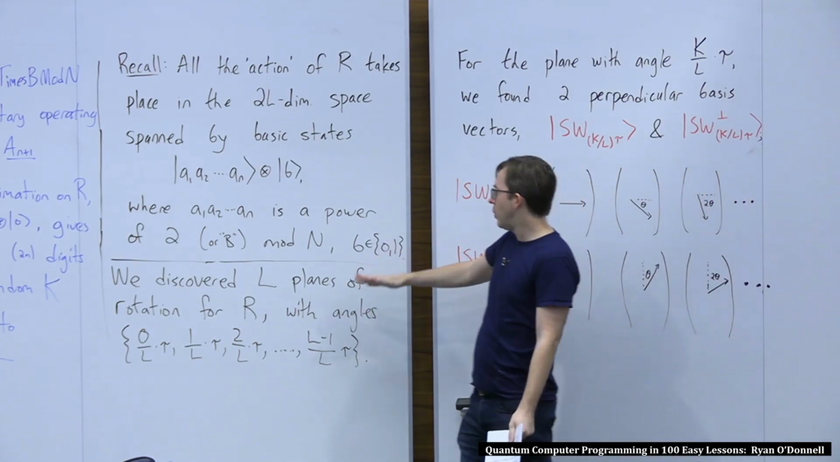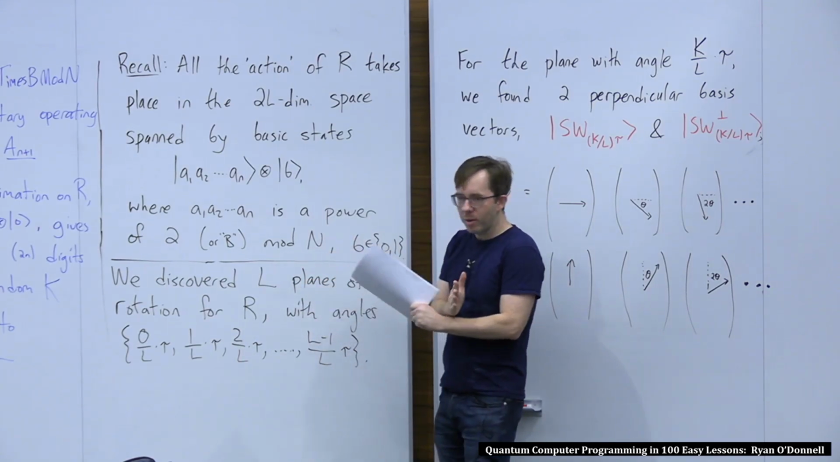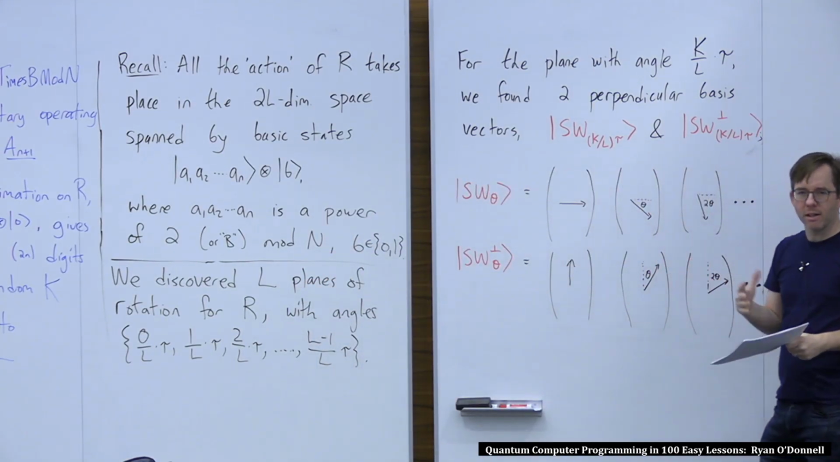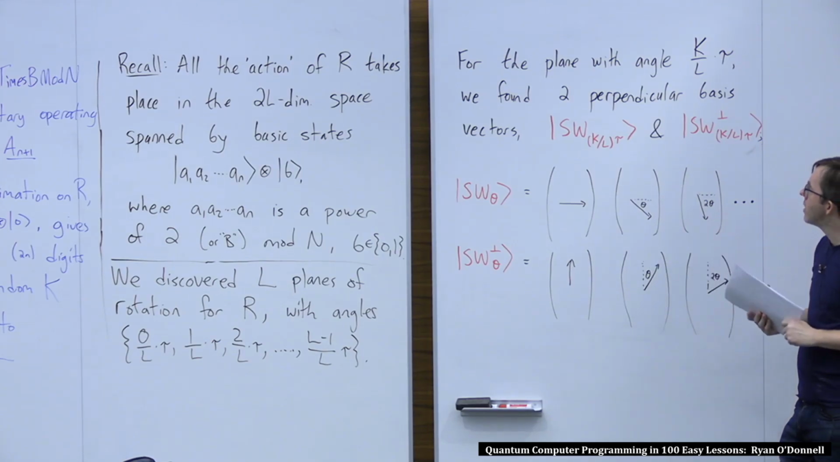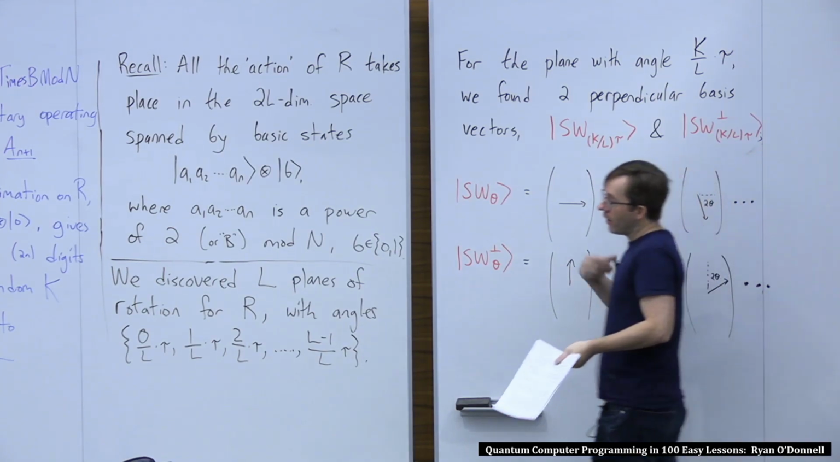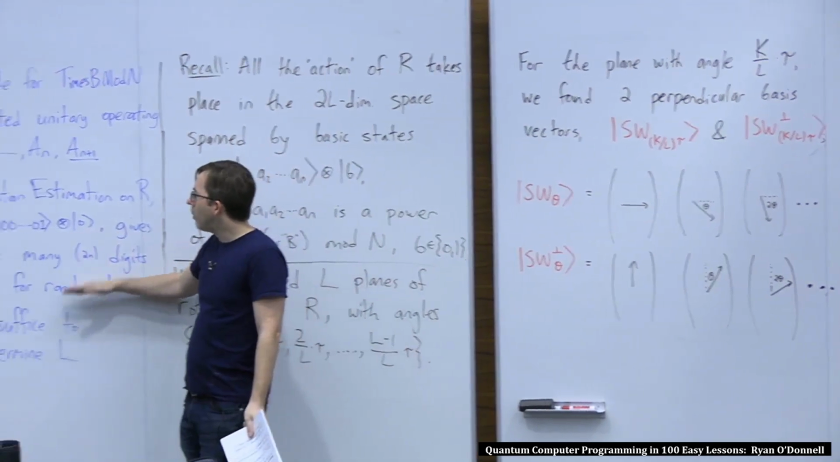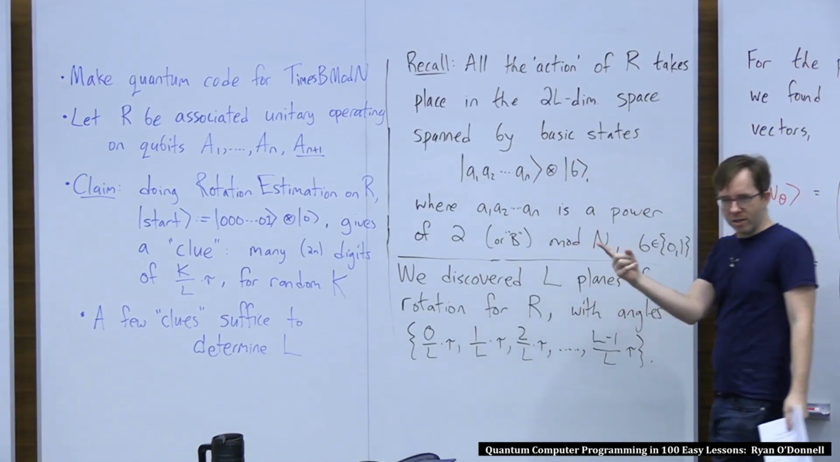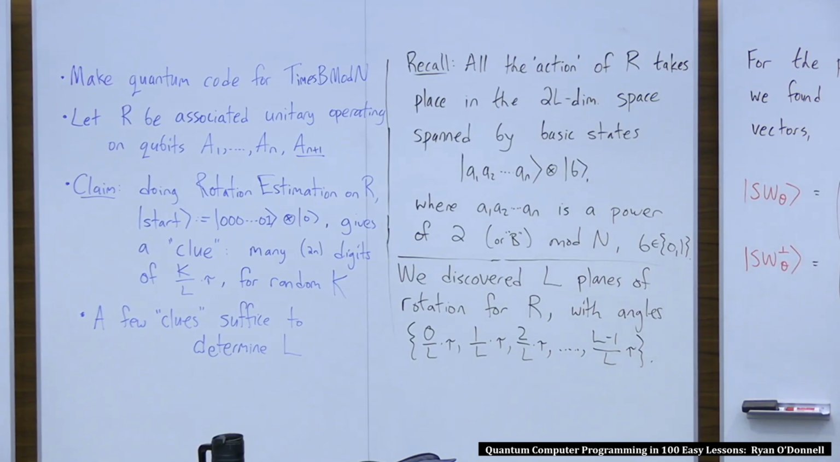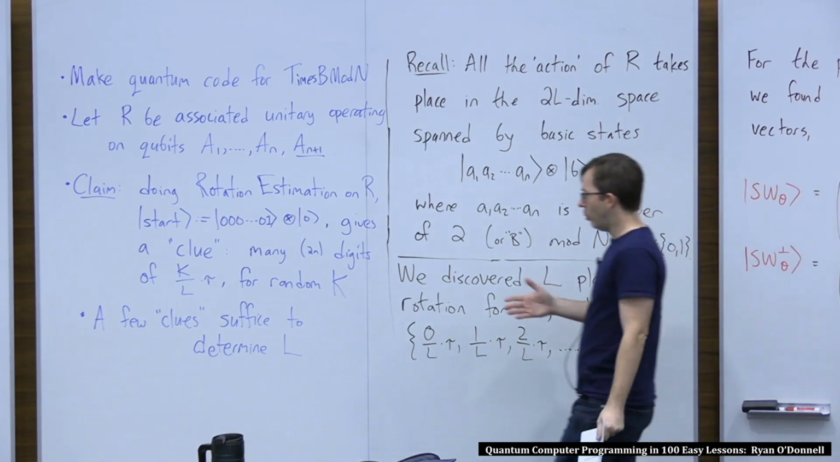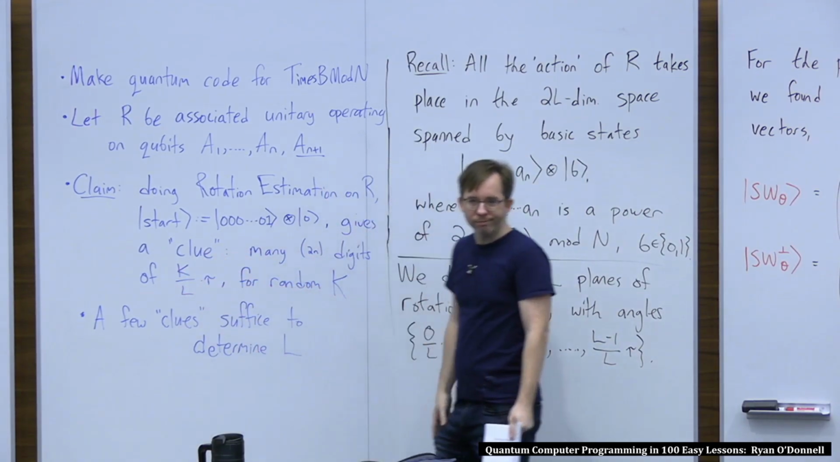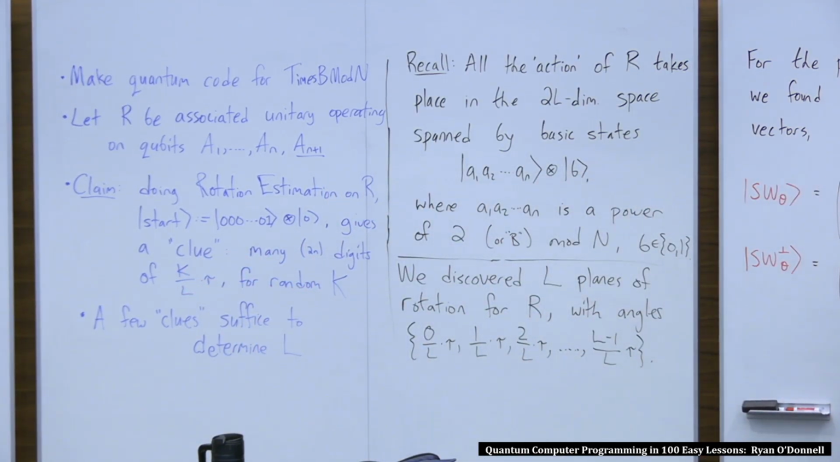So as I said, the last thing we have to check, which we didn't quite check, is that these L planes of rotation that we found are perpendicular to each other. So they're kind of like a basis of the space where all the action of R is happening. And then the other thing we have to check in the second half of this lecture is this last bit. We know what happens if you do rotation estimation with a starting vector that's in one of the 2D planes of rotation, but now we're doing it with a starting vector which is some kind of equal combination of all the planes of rotation. And we need to check that indeed what pops out is a random one of these angles. Okay, so that was the plan, and we're going to get into verifying those last 2 pieces today.